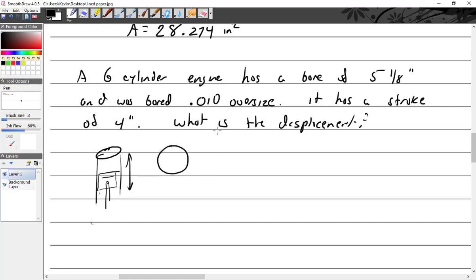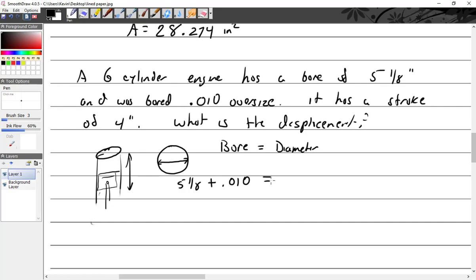The bore is the same thing as what? Okay, the bore equals the diameter. So when I say it has a 5 1/8 inch bore, that's how far it is across here. It's 5 1/8 inches. But what happened to this bore? There's some more information there. It was bored oversized. It means it's bigger than that. So it's 5 1/8 plus .010.